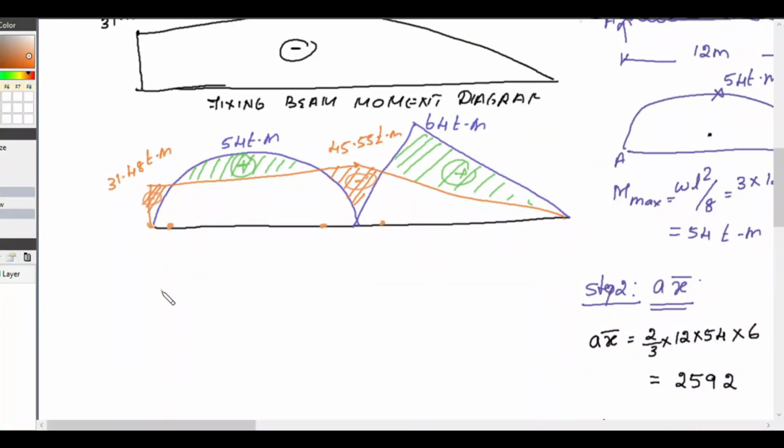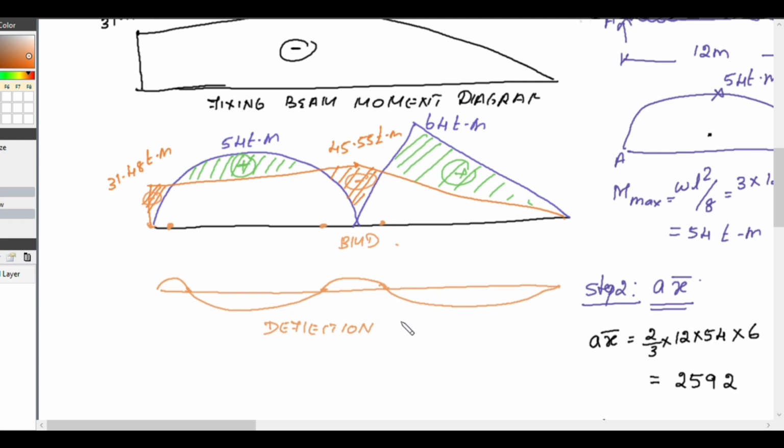So this is our bending moment diagram. Our deflection diagram becomes first hogging. Negative means hogging. Positive means sagging. So here sagging. Again up to this negative, so hogging. And up to this positive, so it is sagging. So this is our deflection diagram. So now we will find our shear force diagram.